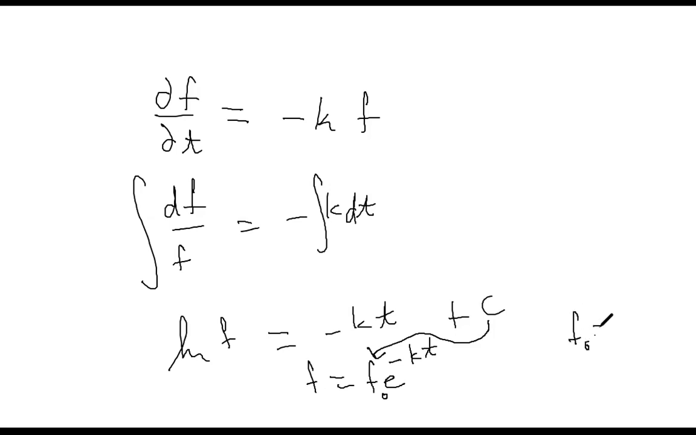F naught would be e to the c. All right, so if you were to plug in time equals 0, the exponential just becomes 1. And this extra number that you have to specify, which is equal to the integration constant, is nothing other than the initial conditions for the function f. So at time 0, you have to specify a value. That's one extra piece of information. And then for all later times, it's determined.